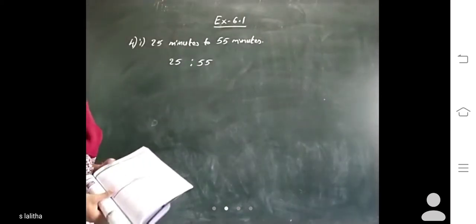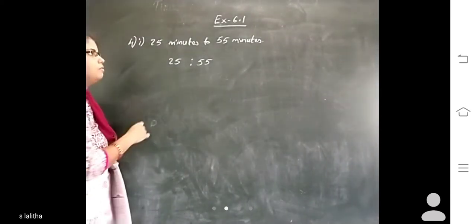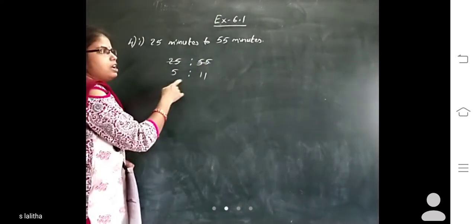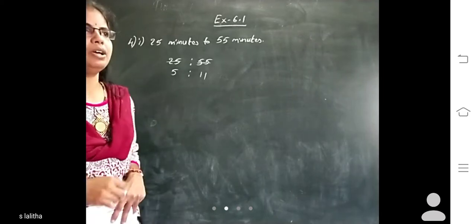Now you have to convert it into the simplest form. Which table do you have to take? The 5 table. 5 fives are 25, 5 elevens are 55. So 5 is to 11 is the simplest form. Okay, ma'am? Right.